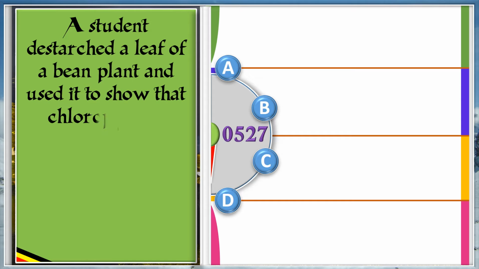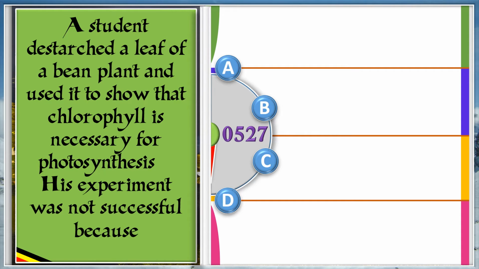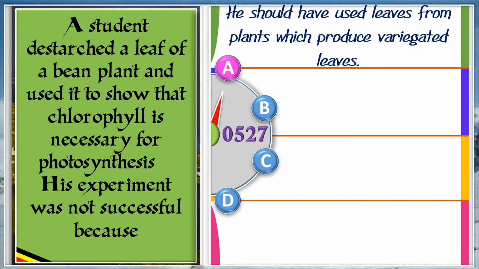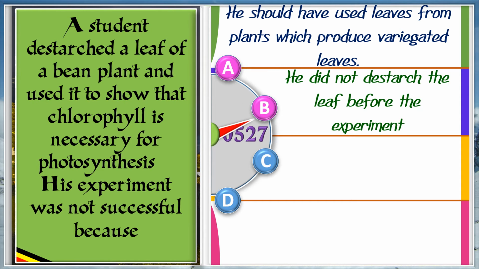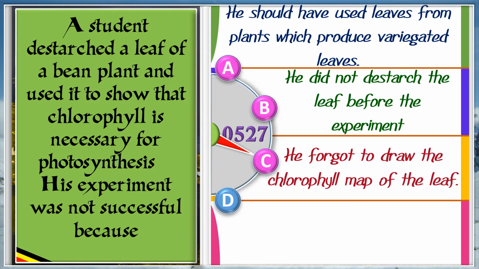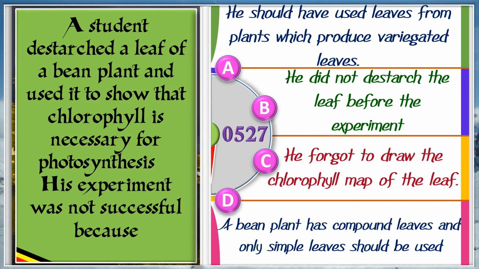A student destarched a leaf of a bean plant and used it to show that chlorophyll is necessary for photosynthesis. His experiment was not successful because A. He should have used leaves from plants which produce variegated leaves. B. He did not destarch the leaf before the experiment. C. He forgot to draw the chlorophyll map of the leaf. D. A bean plant has compound leaves and only simple leaves should be used. And the answer is A. He should have used leaves from plants which produce variegated leaves.